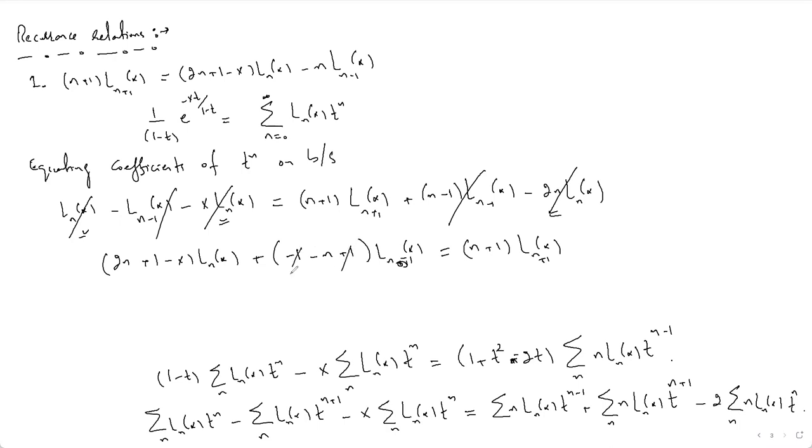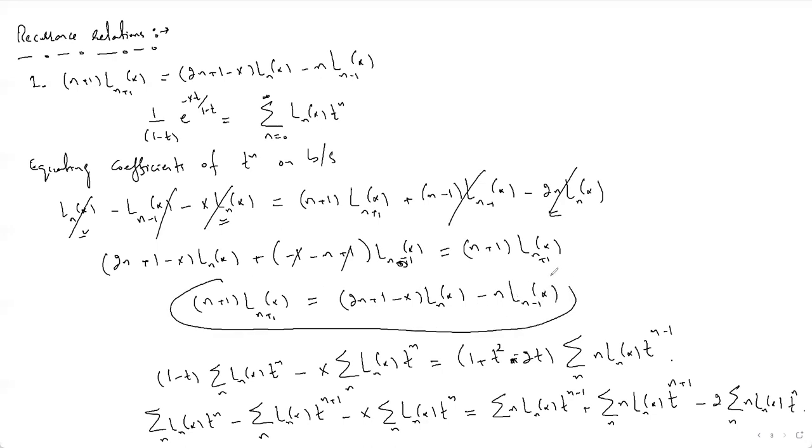Okay, now this plus 1 and minus 1 is gone. So I will just keep it on the left hand side. I will write this as n plus 1 l n plus 1 of x will be equal to 2n plus 1 minus x l n of x minus n l n minus 1 of x. Now see, if you look at this equation, this is what we were supposed to prove. So from the generating function, we proved this recurrence relation.